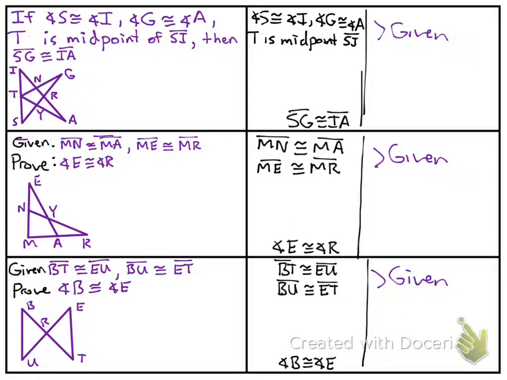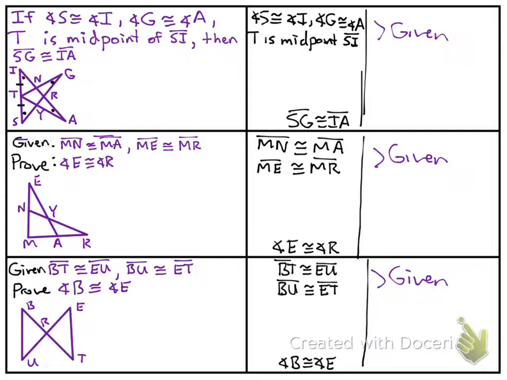So I need to figure out which triangles I'm using first. So I have S and I are congruent. I'm just going to put dots because I've got a small diagram there. S and I. I have G and A. And then I have T as the midpoint of SI. It should be SI there.